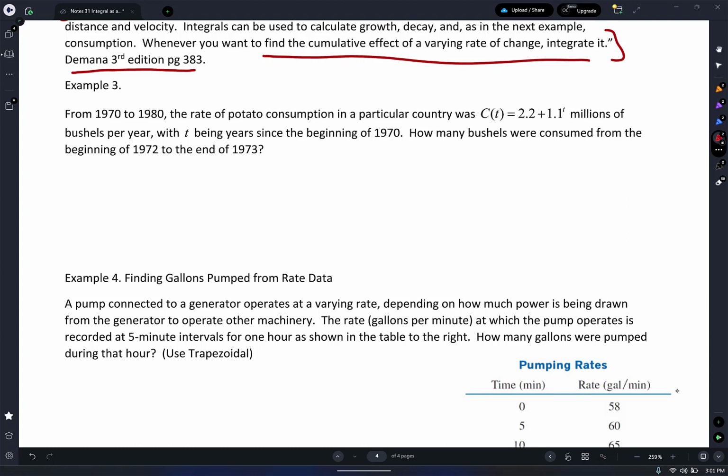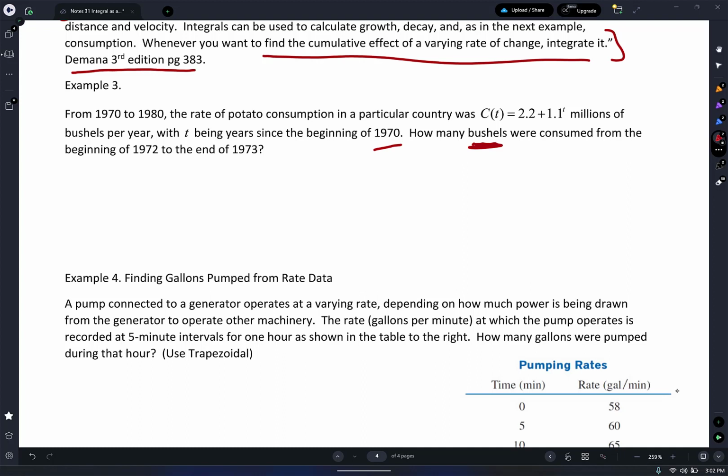Okay, so check it out. Let me see if I say this word correct. I asked a professional yesterday, and she told me to say it a certain way. I'm going to try to say it that way. From 1970 to 1980, the rate of potato consumption in a particular country, so it is some country, is 2.2 plus 1.1 raised to the t power millions of bushels per year. Did I say it right? Bushels. With t being years since the beginning of 1970.